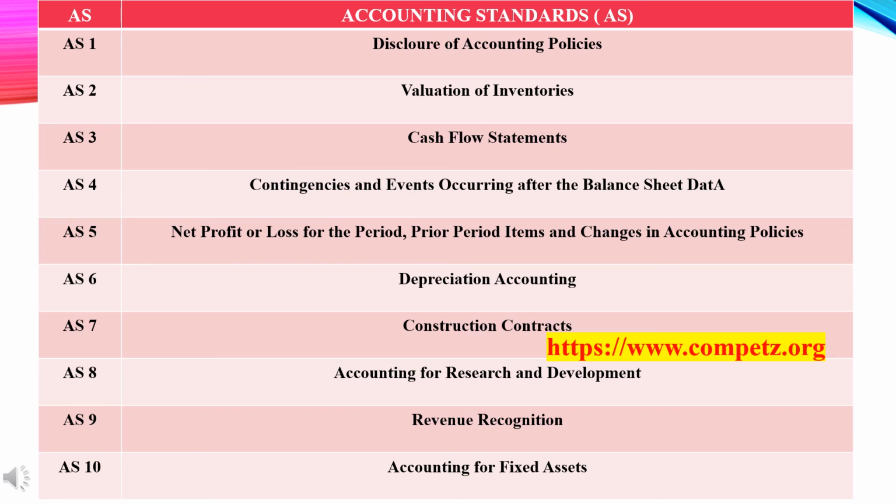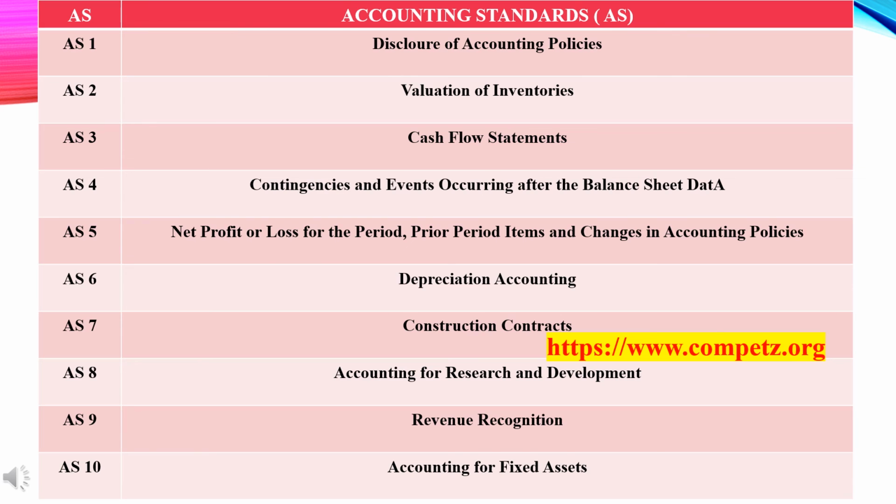So see, accounting standards will be called AS. The ICAI has issued the following standards. AS1 is for disclosure of accounting policies. AS2 is for stocks, that is the valuation of inventories. AS3, accounting standard 3, is cash flow statements. Accounting standard 4 is for contingencies and events occurring after the balance sheet date. Accounting standard 5 is the net profit or loss for the period, prior period items and changes in accounting policies. All this you need to remember, learn and understand, children.